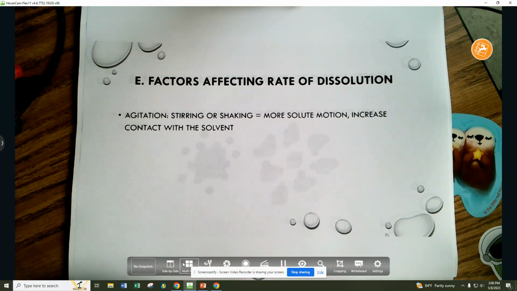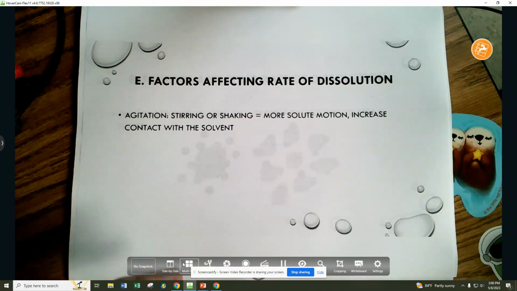Again, if you think about making chocolate milk or Kool-Aid, it's not like you add those things to your water or milk and then walk away. One of the things you probably do first is stir it up.